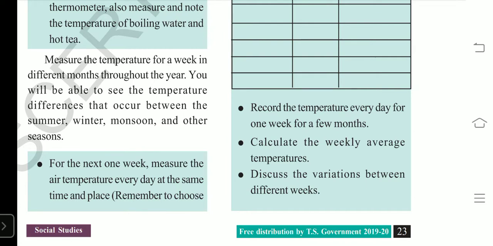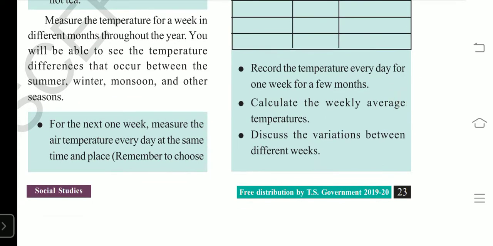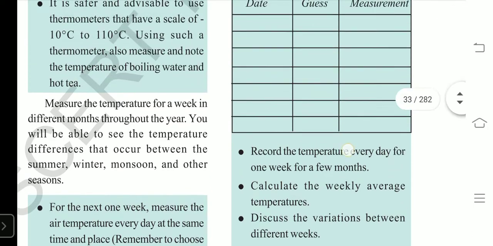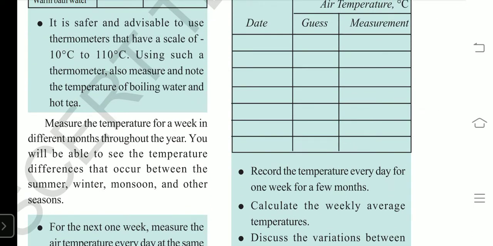In that way we will come to know the weekly average temperatures. That is what we call weekly average temperatures. For example, for your understanding, say in all these 7 days the temperatures are 10 degrees centigrade, 10, 11, 12, like that. After adding the 7 days' temperatures, you have got overall 70 degrees centigrade.